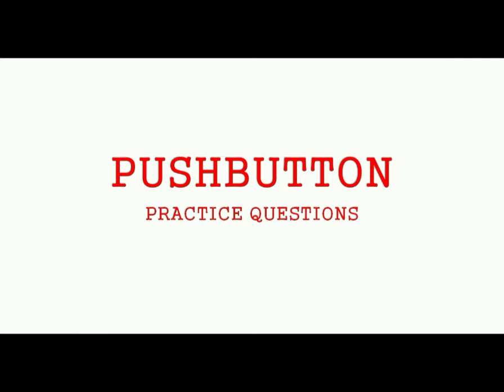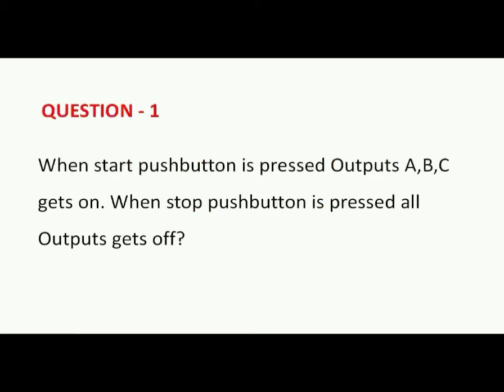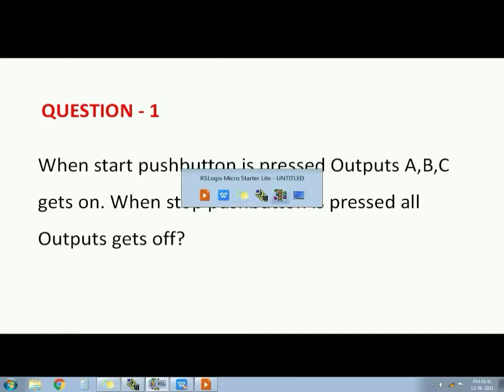So let's start. This is our first question on screen. When the start push button is pressed, outputs A, B, C get on. When the stop push button is pressed, all outputs get off. So it is simple. When I press my start push button, I have three outputs A, B and C. All three outputs get on, and when I press the stop push button, all outputs will get off. Okay, so let's make a program, make a logic.